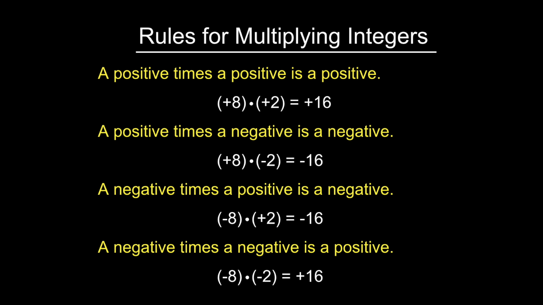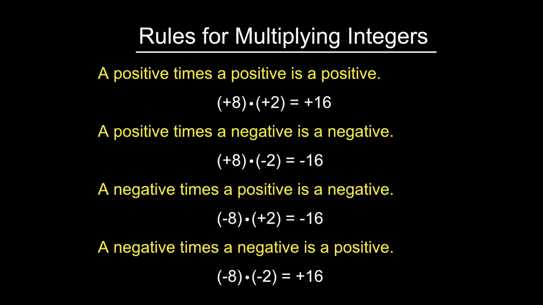When you're asked to multiply positives and negatives together, the rules are simple. A positive times a positive is a positive. For example, positive 8 times positive 2 equals positive 16. A positive times a negative is a negative. For example, positive 8 times negative 2 equals negative 16.